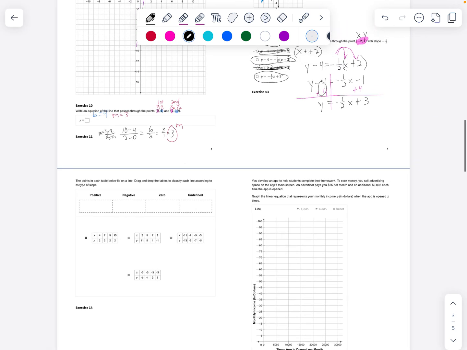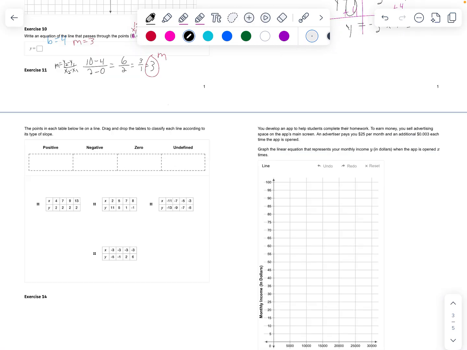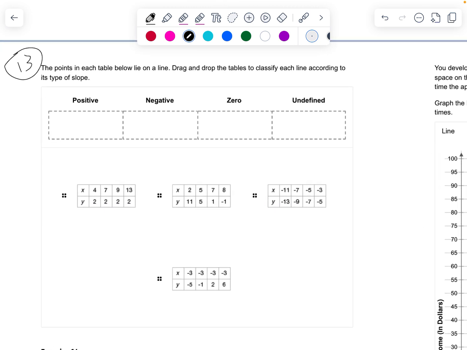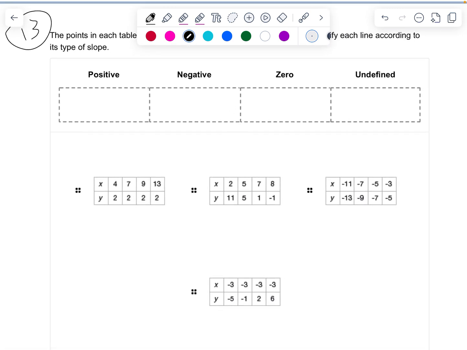Where are we? That was number 12. Number 13 is going to be right here. The points in each table lie on a line. Drag and drop the tables to classify the lines according to their slope. So here's what you've got to do. You've got to either graph all of them and take a look at the graphs and tell whether they're positive, negative, 0, or undefined, okay? Or just take 2 points, and then you can find the slope, right?